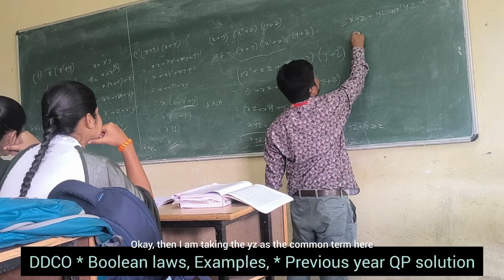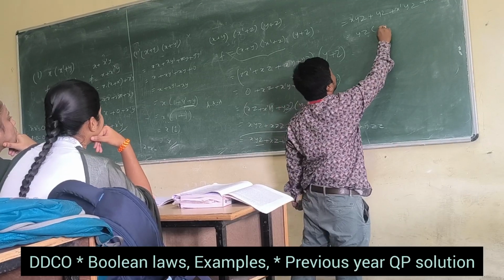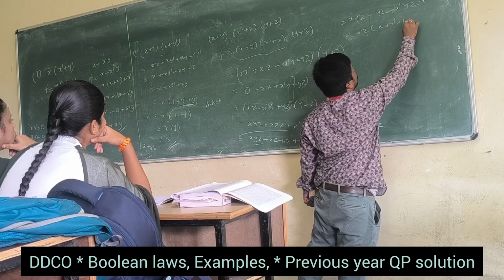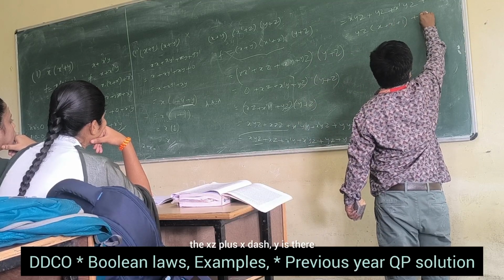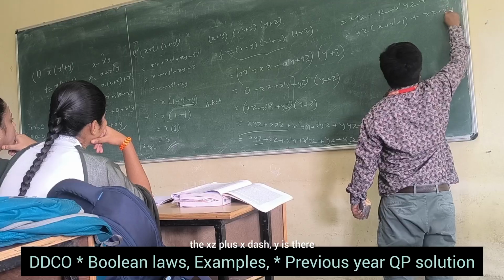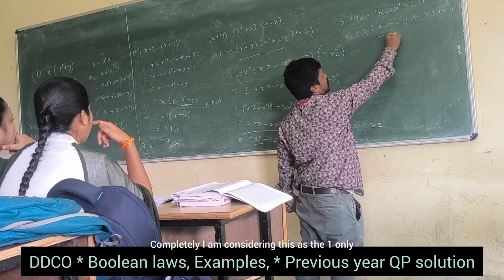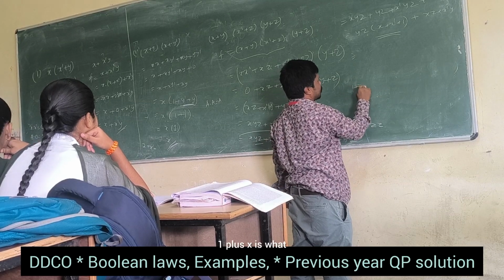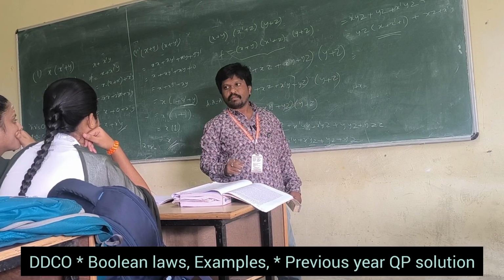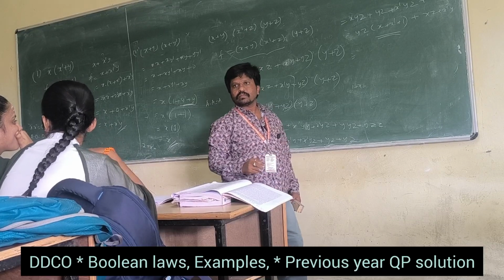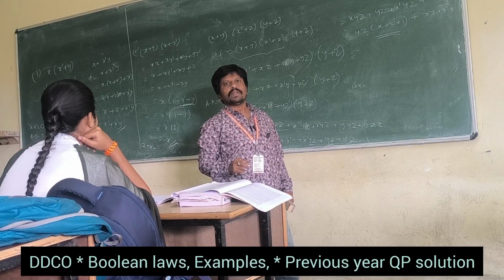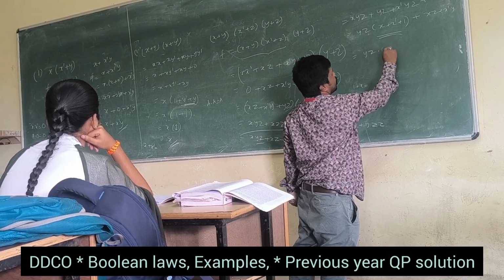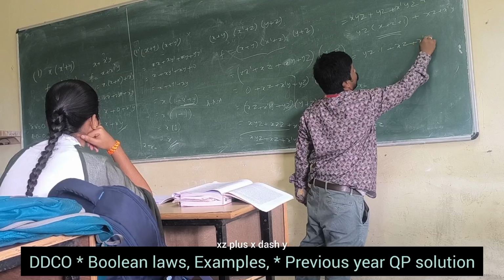Then I am taking the yz as the common term here, so that I can write the x plus x dash plus 1. Okay. This would be what here? The xz plus x dash y is there. Completely I am considering this as the 1 only. Okay. 1 only. 1 plus x is what? 1. 1 plus 1 is what? 1 plus x is what? 1. Yz considered to be 1.